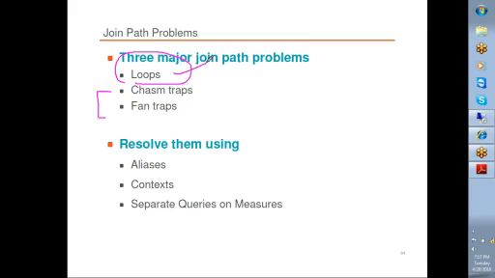Okay, but we don't come across chasm traps and fan traps very frequently, right? Yes, not even loops. It's not a guaranteed thing that every time you create a universe you'll have a loop. It's only for some complex structures, as you keep creating them without realizing a loop is formed.